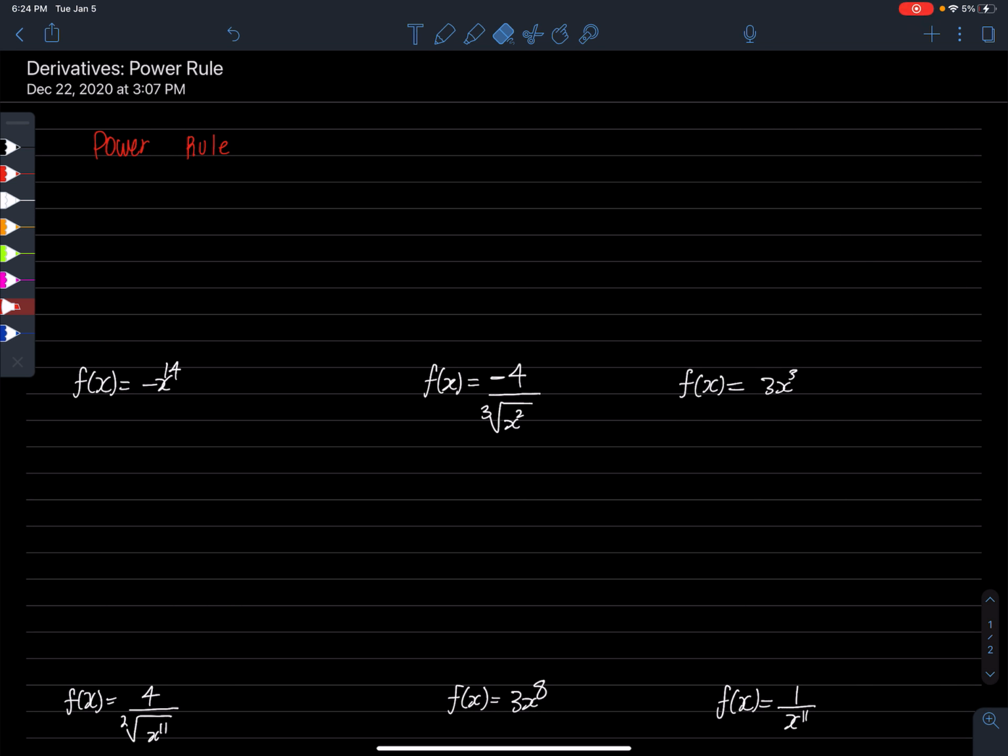Hello guys, this is going to be a tutorial on how to apply the power rule in calculus and how to take simple derivatives. So the power rule is this.